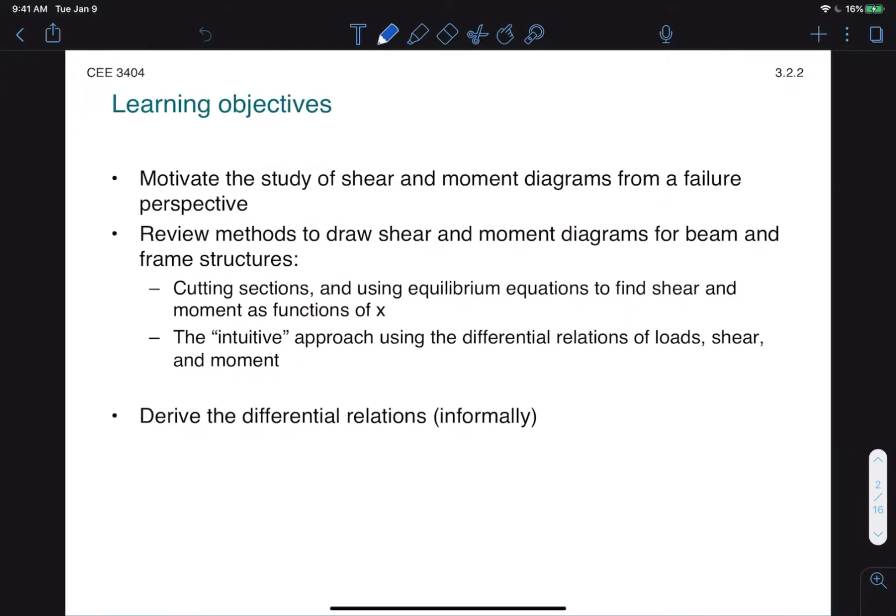We'll start by motivating the study of shear moment diagrams from a failure perspective to learn why calculating these diagrams is important. Then we'll review methods to draw shear and moment diagrams for both beams and frame structures. We'll look first at the more direct method where we cut sections and use equilibrium equations directly. And then we'll look at the more intuitive and simpler approach of using the differential relationships between loads, shear, and moment. And in this process, we'll also look at deriving the differential relationships in a more informal setting.